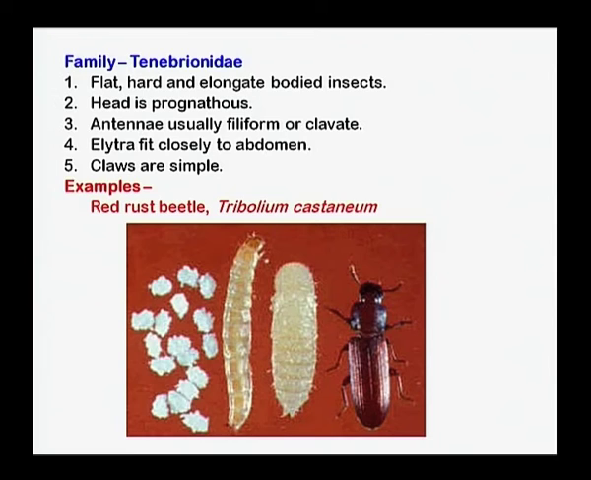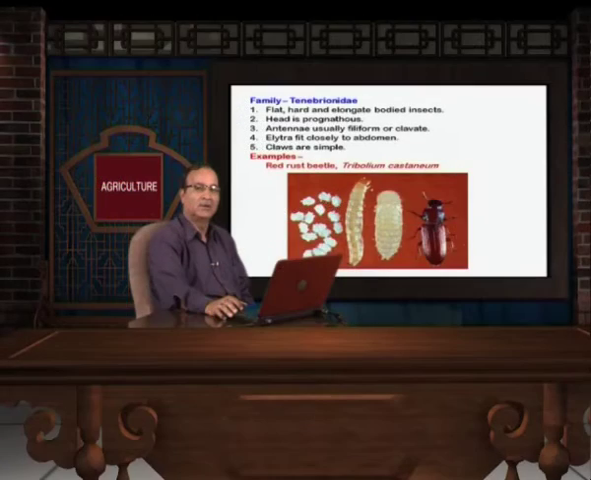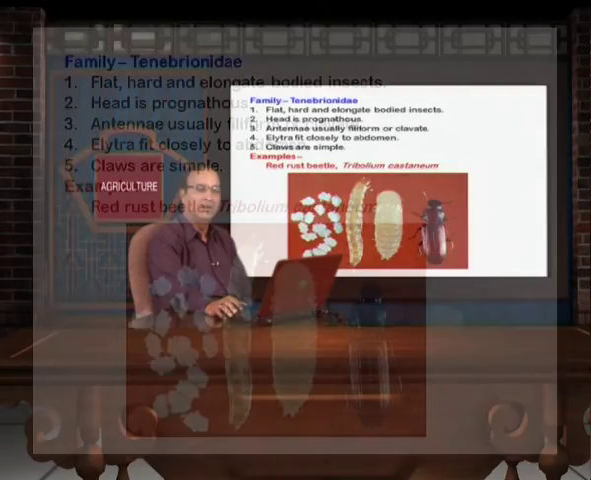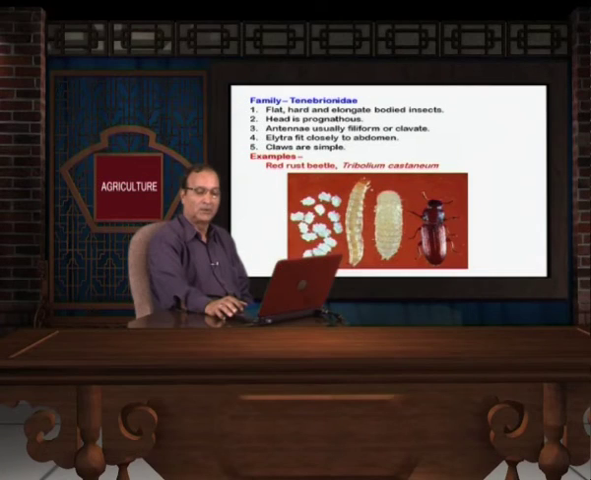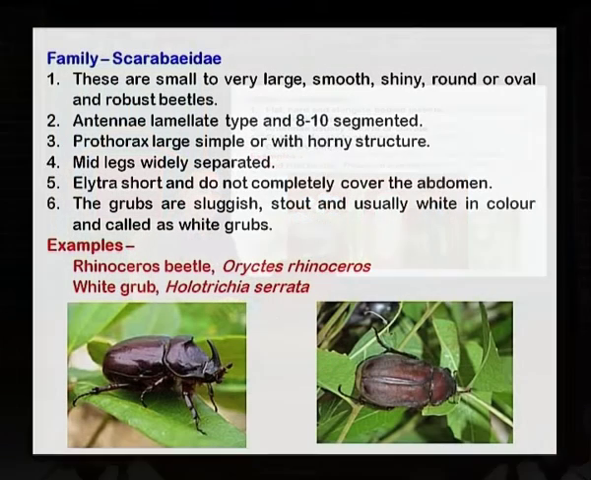Next family is Tenebrionidae. They are flat, hard and elongate bodied insects. Head is prognathous, it means the long axis is horizontal. Antennae are usually filiform or clavate. Elytra cover the abdomen. Claws are present. Example includes the red rust flour beetle, which is a pest of stored commodities, particularly cereals.